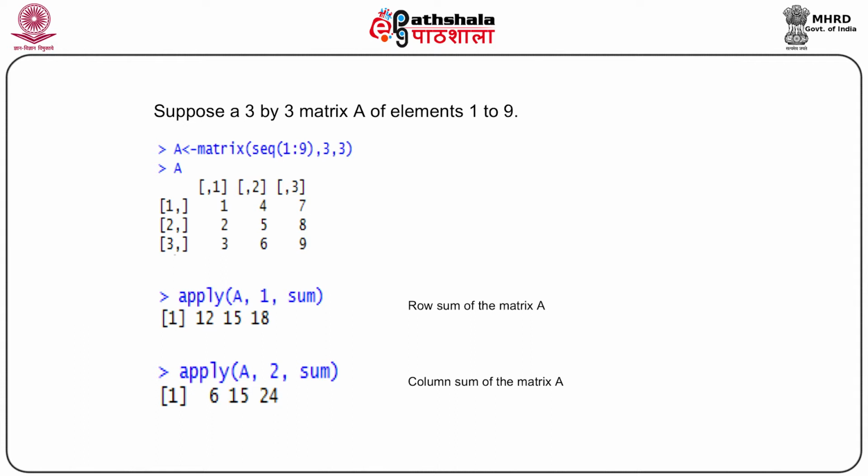So the question is, why is this happening? Because when 1 is specified here, we know it indicates operation considering the rows. And since we have specified the function or operation to be the sum, the row sum here is taken. Similarly, if we use the command apply(A, 2, sum), that is, if we just want to replace 1 with 2, we will have the column sum of the matrix A. So, here are the column sums of the A matrix.